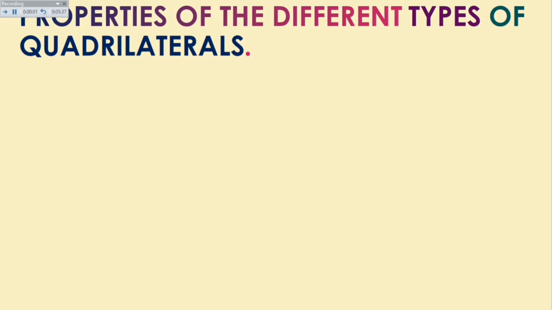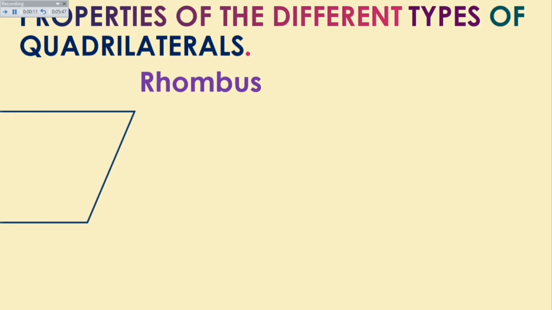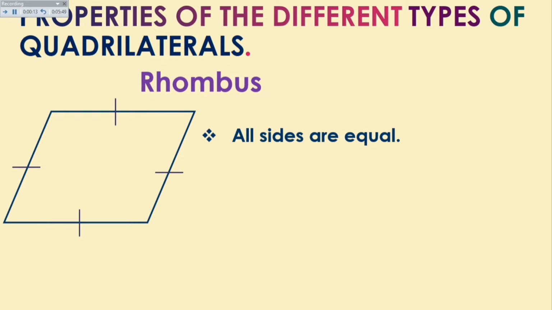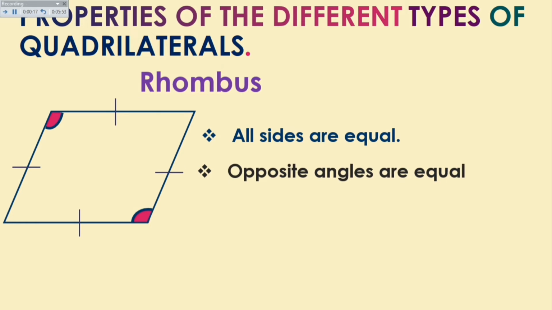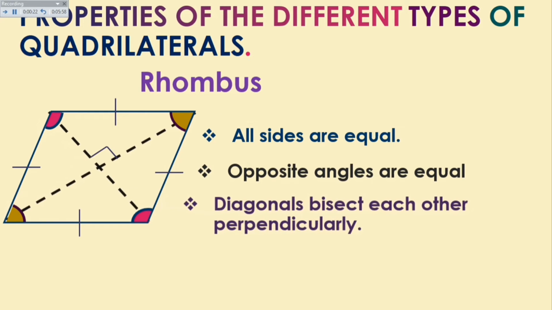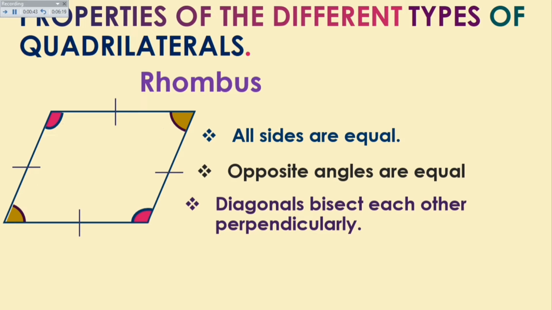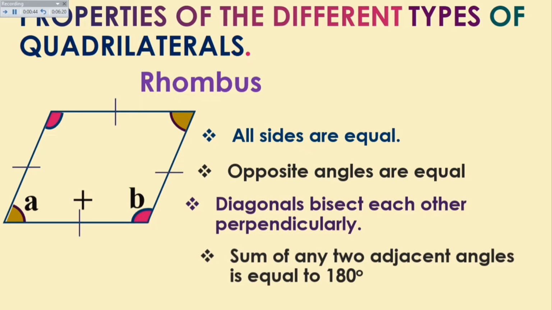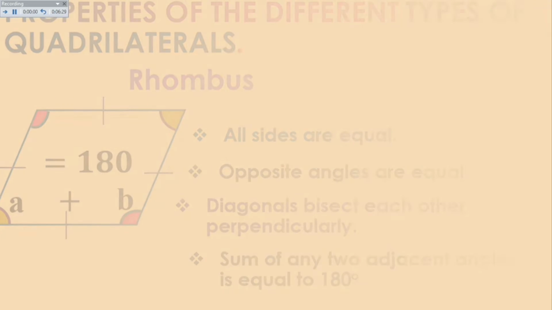Here is another quadrilateral, the rhombus. The rhombus is a quadrilateral with all its sides equal. Also, opposite angles are equal. The diagonals bisect each other perpendicularly. That means they bisect each other at 90 degrees. The sum of the adjacent angles is equal to 180 degrees.